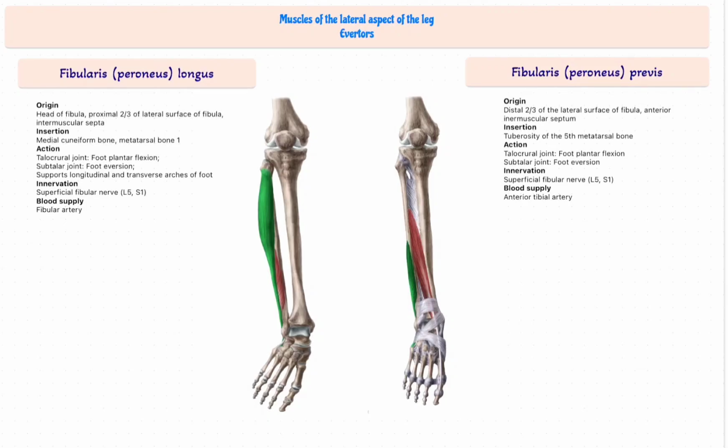For the muscles of the lateral aspect of the leg, we have two muscles, the fibularis longus and the fibularis brevis. They are also called the peroneus muscles. These two muscles help in foot plantar flexion and foot eversion.